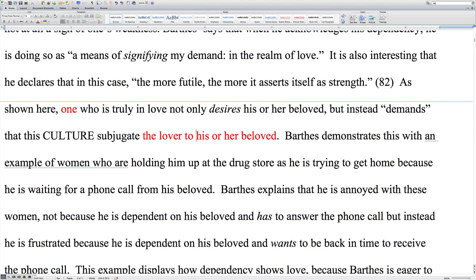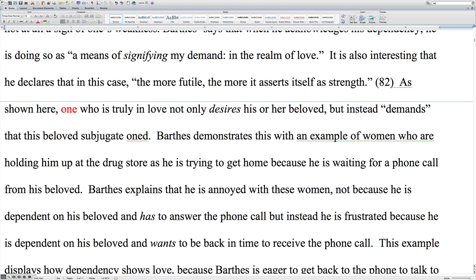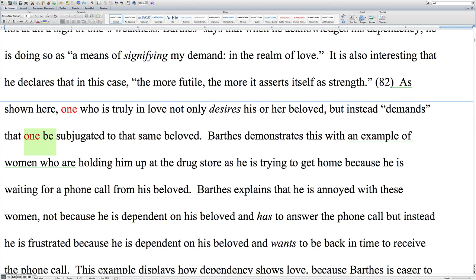Really anything can go in there, whatever the author wants it to be. It could be God, it could be culture, it could be the beloved. What's key here, though, is that now we have the active agent who is doing that subjugation identified in the text instead of what it was originally. Again, let's go back.